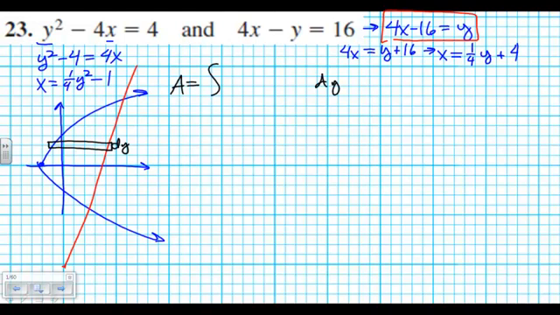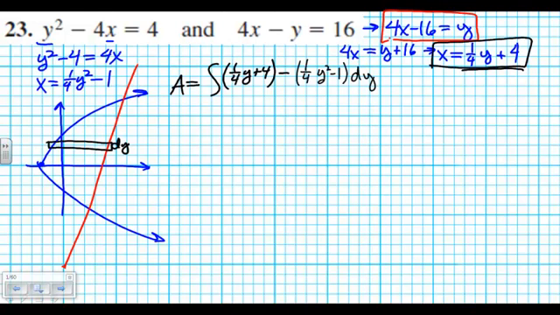Top curve, bottom curve. Red top or red bottom? Red top. Further to the right means higher x values. My line is going to be my top curve. And then I'm going to subtract off the bottom curve, which is the blue curve. Oh, it's not negative, is it? It's 1/4 y squared minus 1, dy. Almost done now. What's missing?